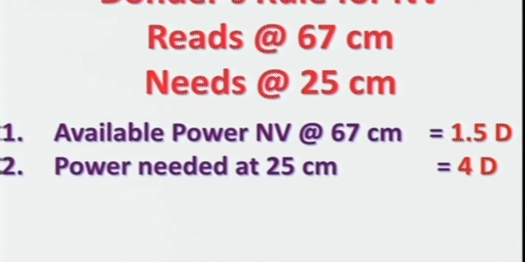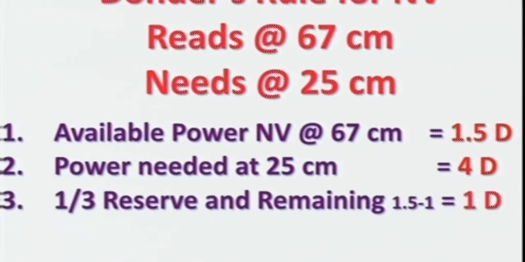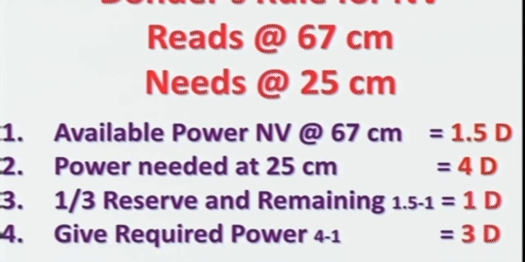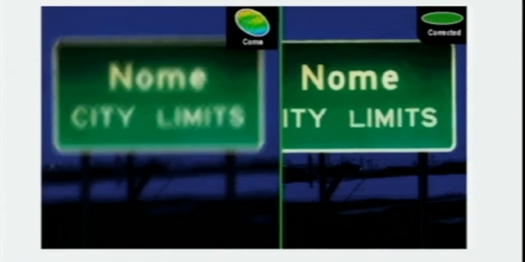But I have only 1.5. So normally what will you give? You will give plus 2.5, isn't it? But don't do that. You keep 1/3 as reserve. If you keep 1/3 as reserve, the remaining power I have is only 1 diopter. So how much will you give? You will give 3 diopters, correct? So this is the scientific basis of giving a near vision prescription. So ultimately when you give a prescription and do a retinoscopy, you want the patient to get a beautiful power.